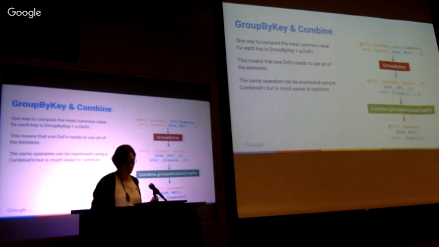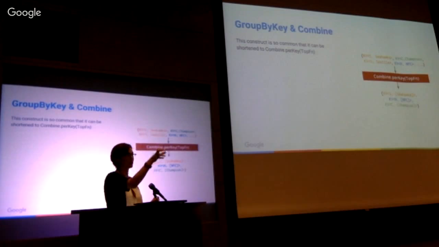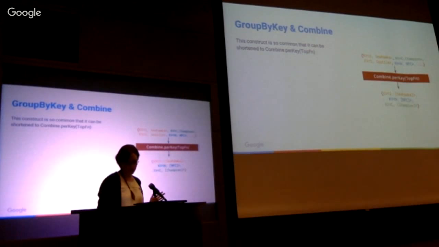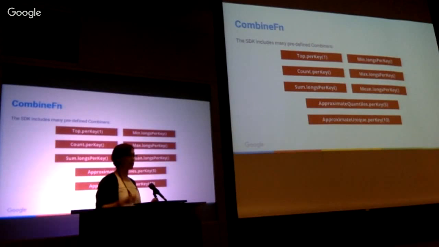So we provide lots of combine functions that help. If you wanted to compute the top n, in reality what top is, it's like group by key, count them, sort them, and then give me n, right? So you would write it like combine per key top fn, and you can shorten it. And we actually have a bunch of already created combine functions that are part of the library.